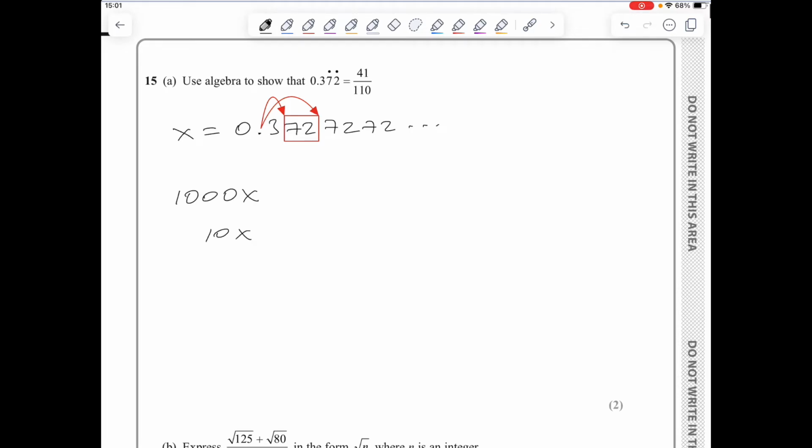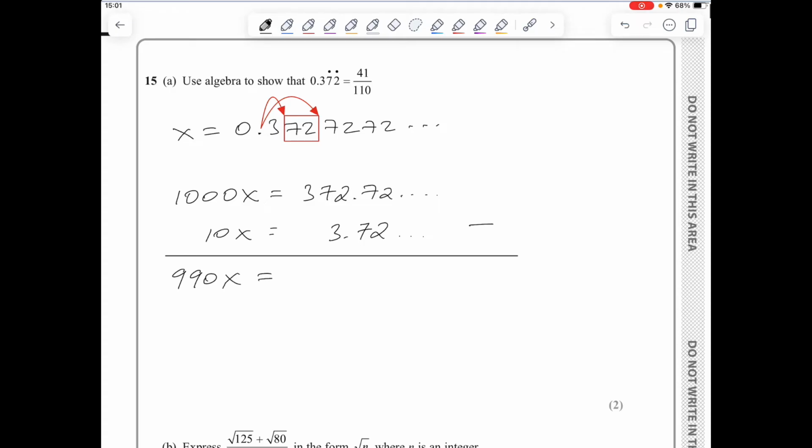1000x and the 10x, so I can subtract them. 1000x is 372.72 and so on. 10x is 3.72, and if I subtract, I get 990x is equal to 369, and all the decimals disappear. So x is 369 over 990, which simplifies to 41 over 110 as required.